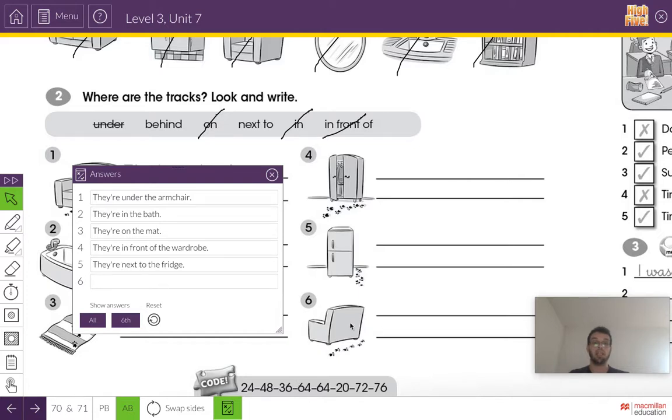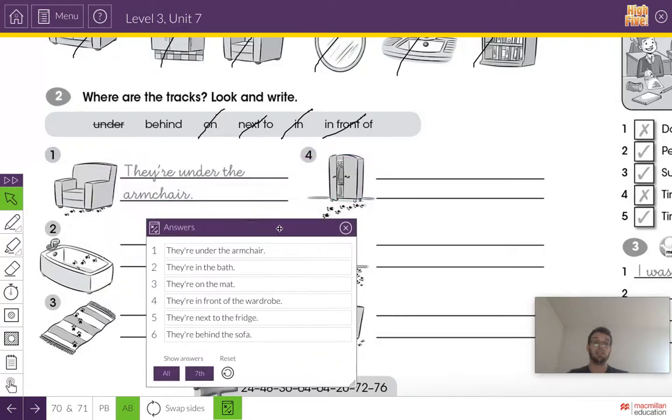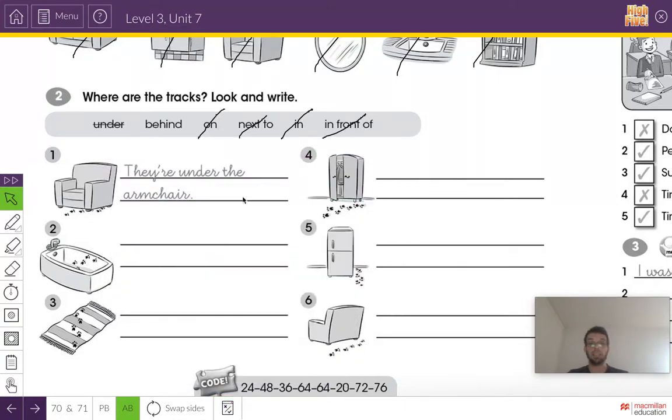Okay, and the last one. Okay, I think this one is an armchair. It looks like an armchair. It might be a sofa, but I think it's an armchair. Where are the tracks? Well, there's only one option left. Okay, so it must be behind. Okay, so we make our phrase, right, like this. They are behind the armchair, all right? Or the sofa. There, it is a sofa. Okay, so just like this, okay? They are behind the sofa. All right, very good. So, do you have all of the correct answers?